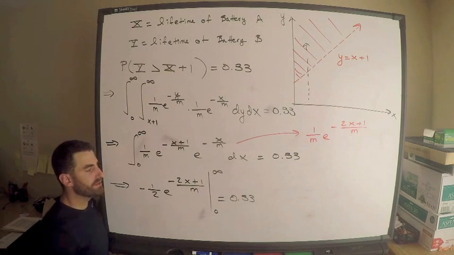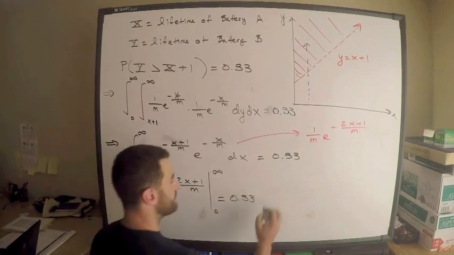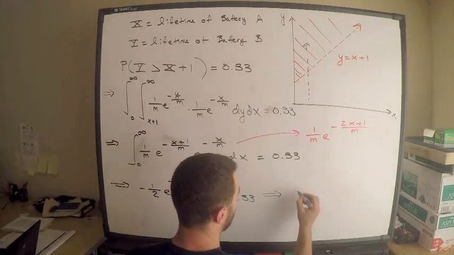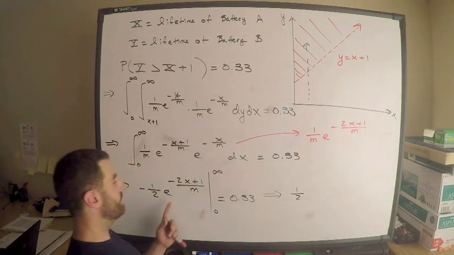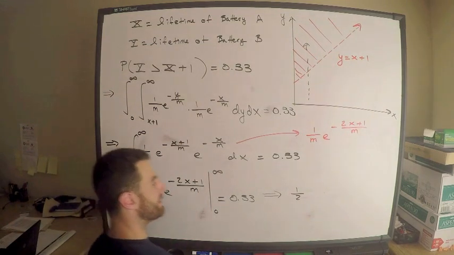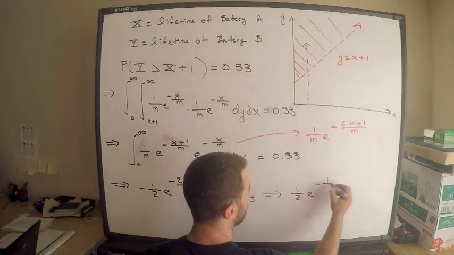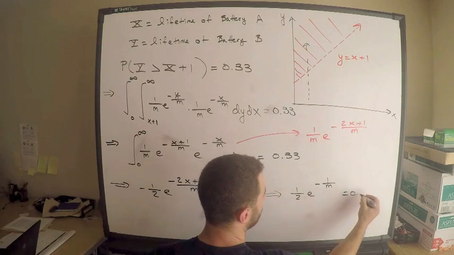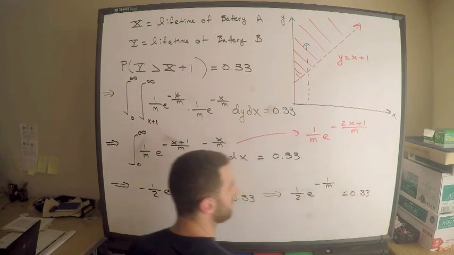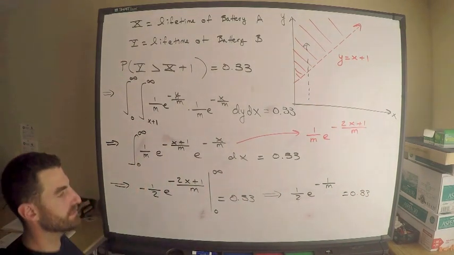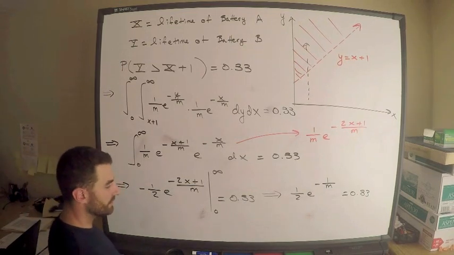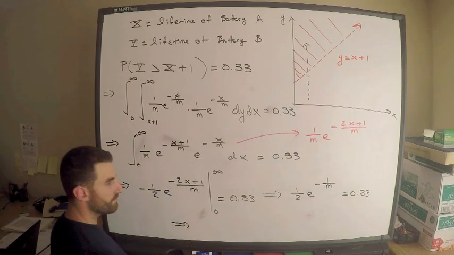When I plug in infinity, I get 0. When I plug in 0, I get 1 over m. So this is the situation I'm getting here. This is now equal to 1/2. The left side is a half e to the negative 1 over m. E to the negative 1 over m is equal to 0.33. This is looking good. Maybe just one more step.